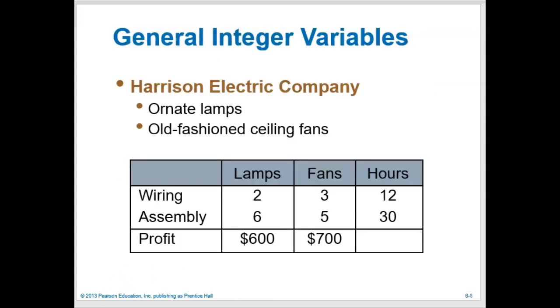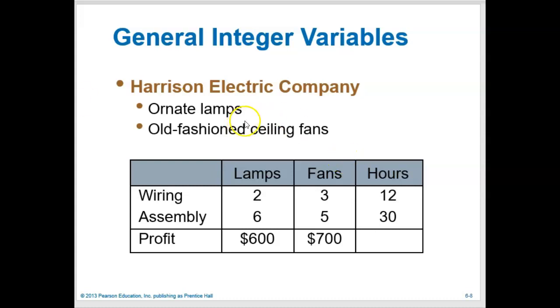Okay, now let's take a look at a simple example, just to demonstrate how we would formulate a model as an IP problem. This is taken directly from the book. The example that we're covering is called Harrison Electric Company. I'll give you a little bit of background if you don't have the chapter in front of you. Harrison Electric Company is located in Chicago, and it produces two expensive products that are popular with renovators of old historic homes.